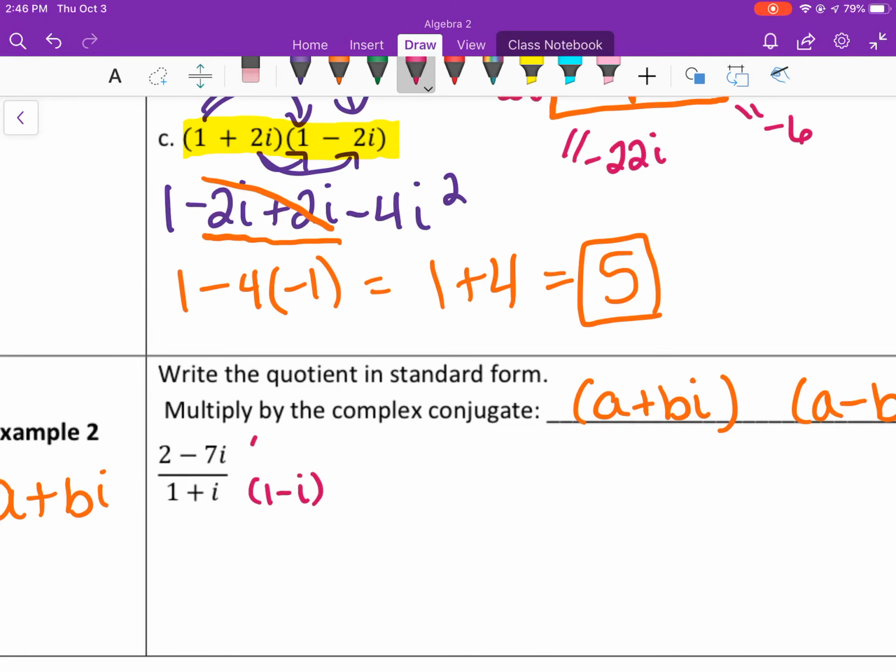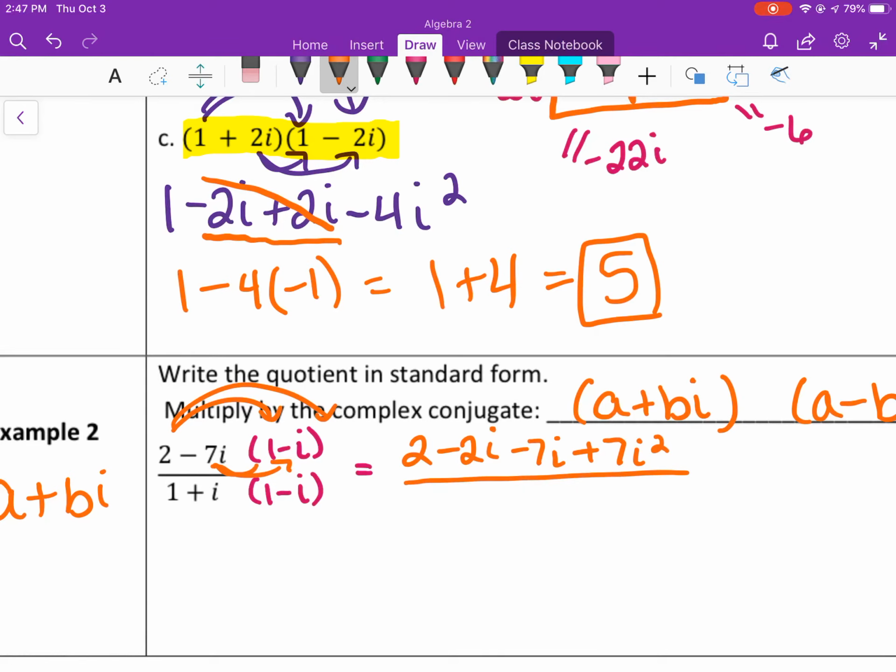If I do that on the bottom, I do that on the top as well, because then really I'm just multiplying by 1, as long as you do the same thing to the top and the bottom. So FOIL the top first. 2 times 1 is 2. 2 times negative i is negative 2i. Negative 7i times 1 is negative 7i. And negative 7i times negative i is positive 7i squared.